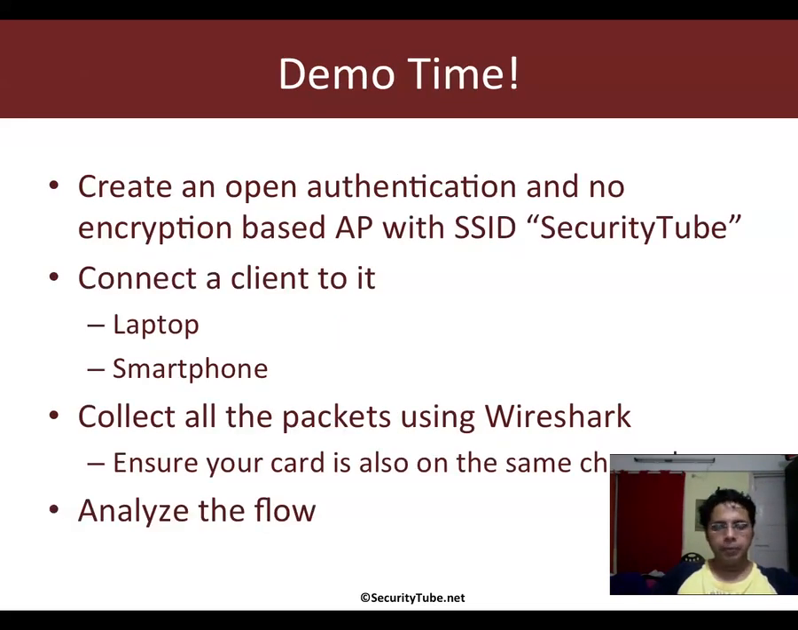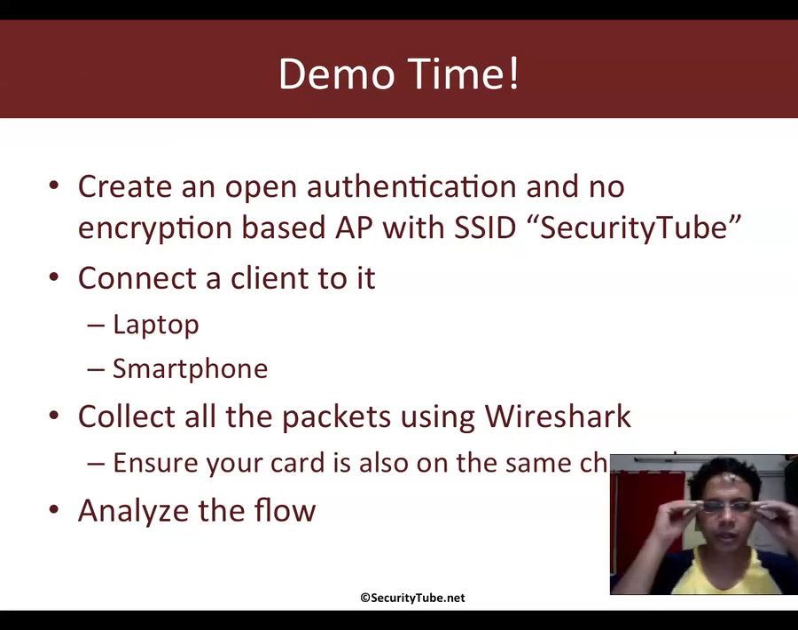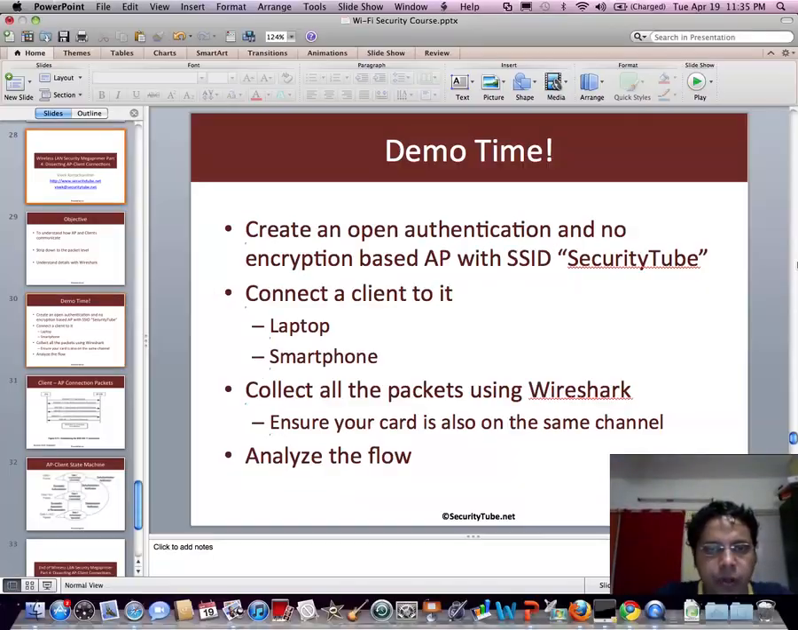Okay, so demo time. Now what we've done is we've already created an access point with the SSID SecurityTube, and it's an open access point, no encryption, no nothing. That's simply because let's start with a very simple case and then move up the ladder. So what we are going to do is I'm just going to use my iPhone and connect it to the access point. And while this is happening, we're going to collect packets using Wireshark to see what transaction is happening between the client and the access point. Okay, so let's begin.